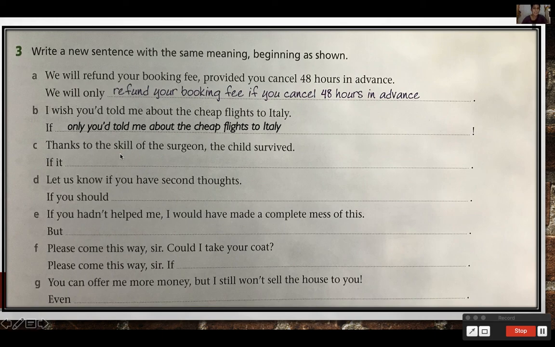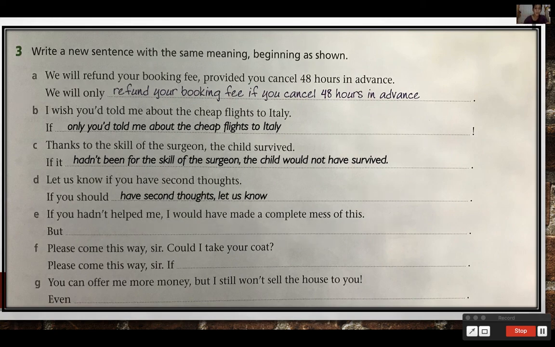Thanks to the skill of the surgeon, the child survived. If it hadn't been for the skill of the surgeon, the child would not have survived. So you have to use your imagination. Letter D. Let us know if you have second thoughts. If you should have second thoughts, let us know. Okay, so now you have to do the same thing for the other ones.